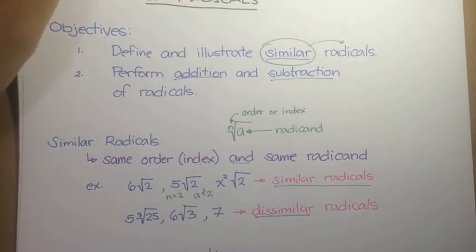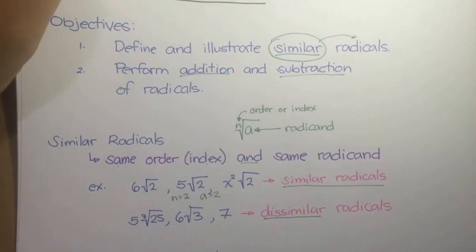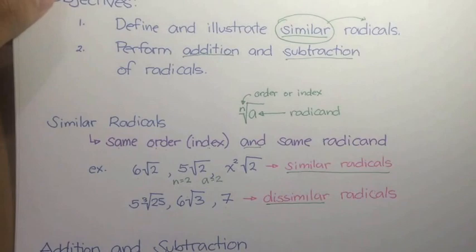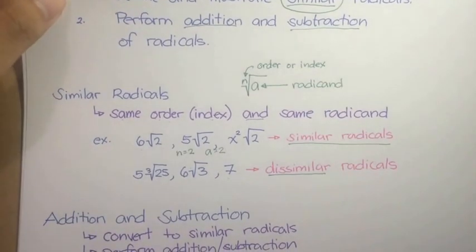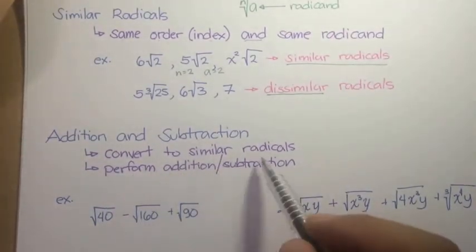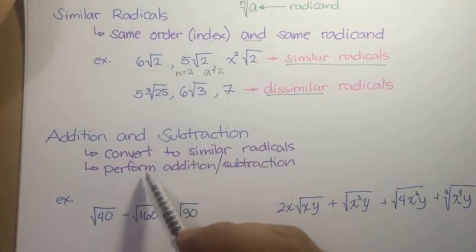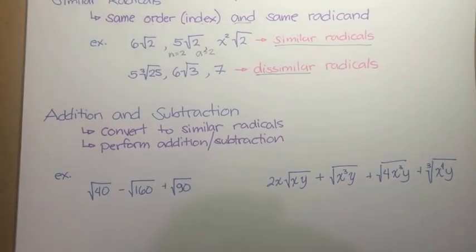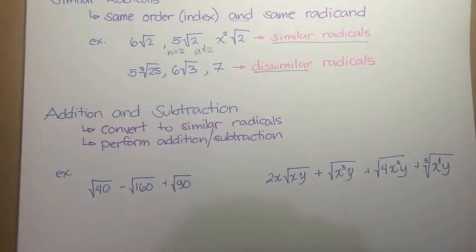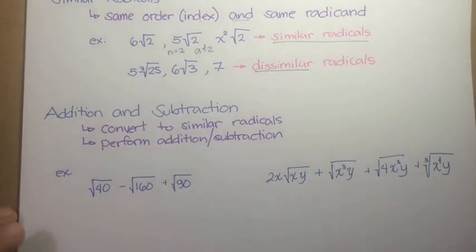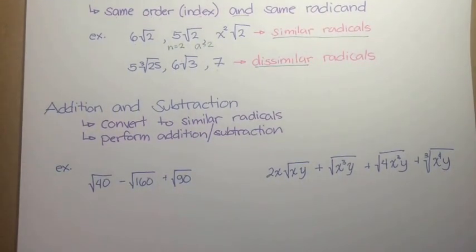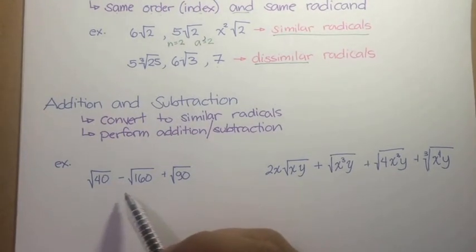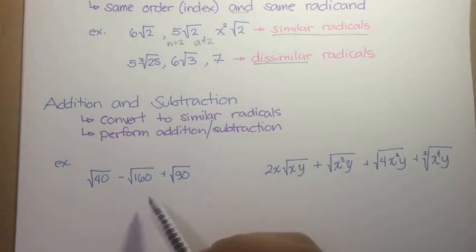Now you know what similar radicals are. We can now proceed with the addition and subtraction of radicals. It's a two-step process. First, we convert to similar radicals, and then we can perform addition and subtraction. So let us have examples. We have here square root of 40 minus square root of 160 plus the square root of 90.